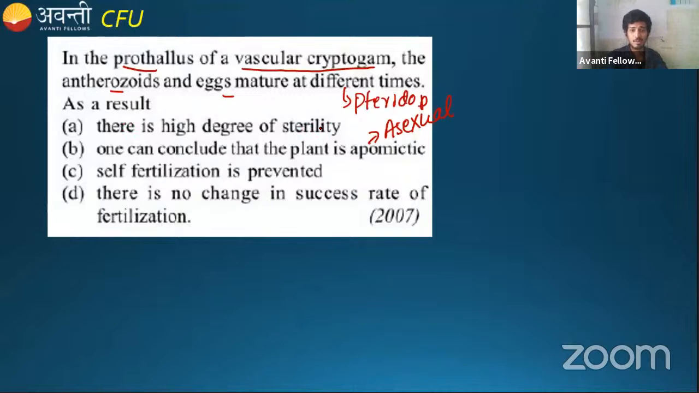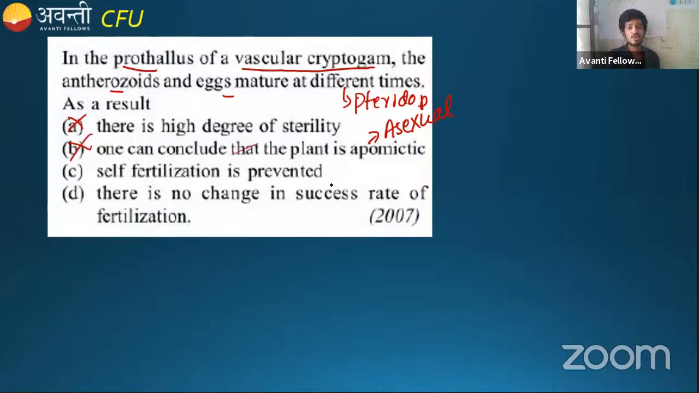There is a high degree of sterility. Sterility means non-fertilization, and there is no relation, right? So you can remove this one. One can conclude that the plant is apomictic. It's asexual. That's why one time it's producing male, another time it's producing female. If it is asexual, then what's the need of producing the eggs and anthers, right? So this is also not correct.